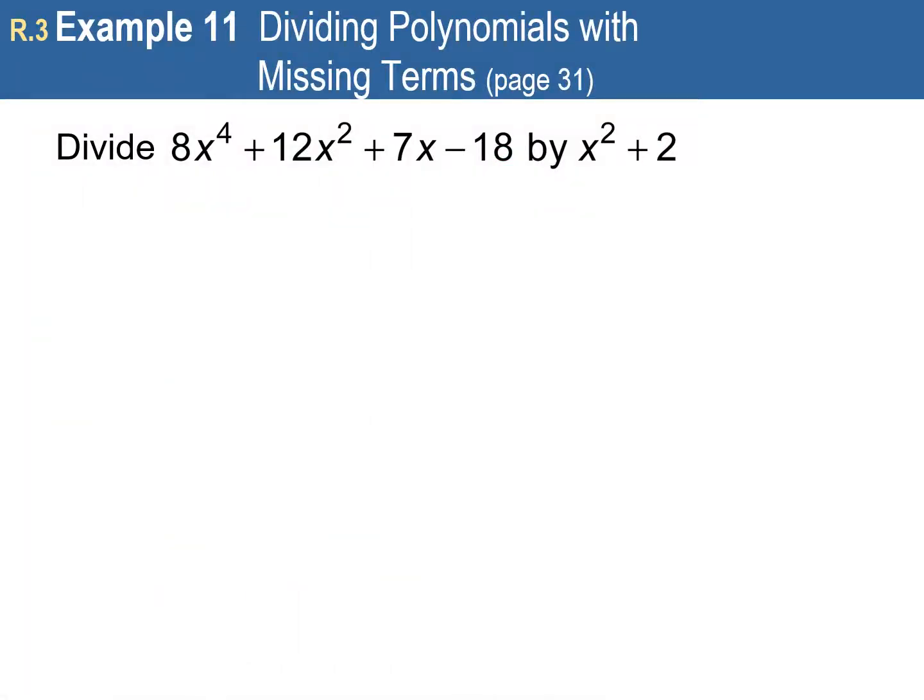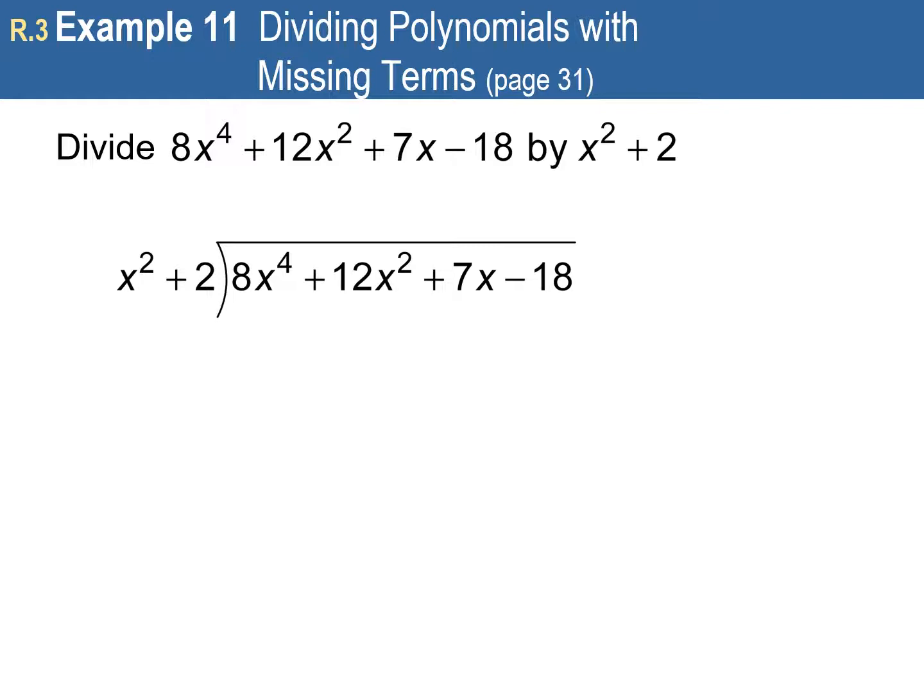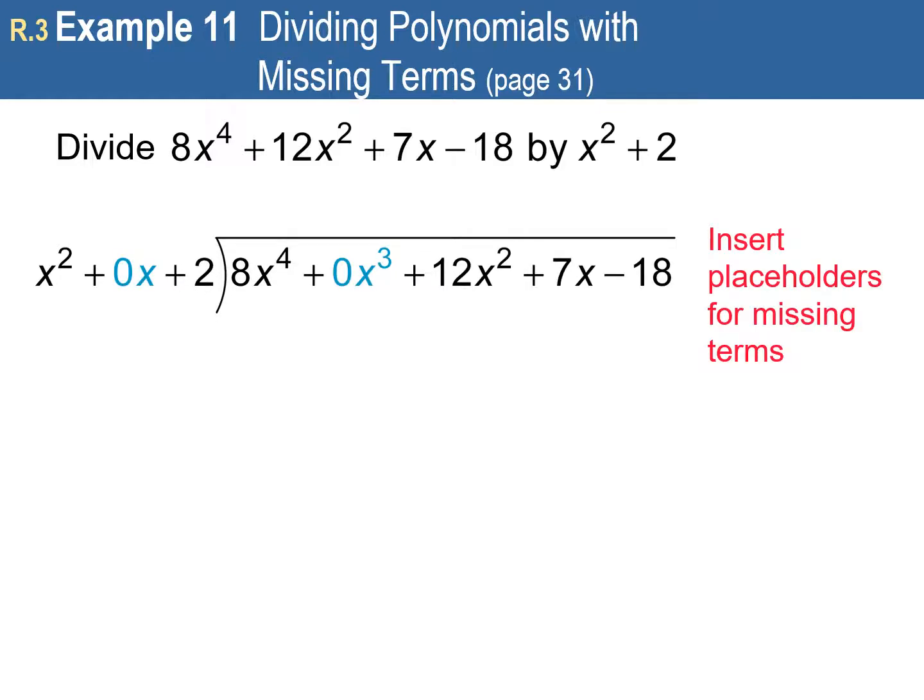Suppose I want to divide 8x to the fourth plus 12x squared plus 7x minus 18 by x squared plus 2. I want to set it up, but this time you need to remember that you need to insert your missing terms. So you need to rewrite this as x squared plus 0x plus 2, divided into 8x to the fourth plus 0x cubed plus 12x squared plus 7x minus 18. This will help keep you straight as you go forward.